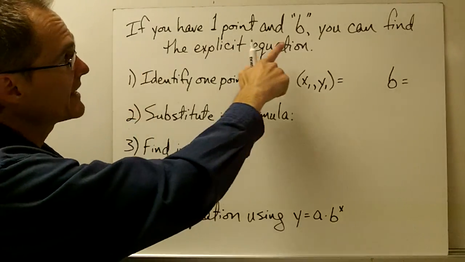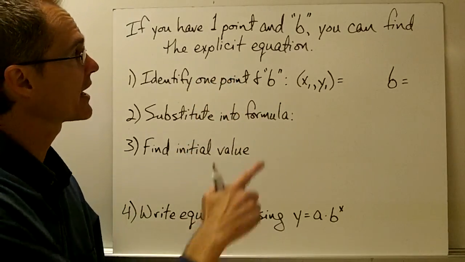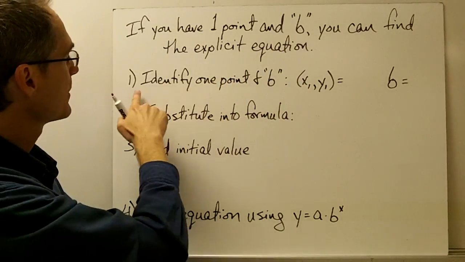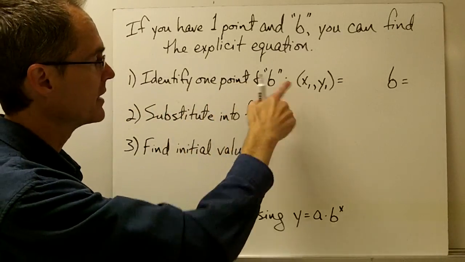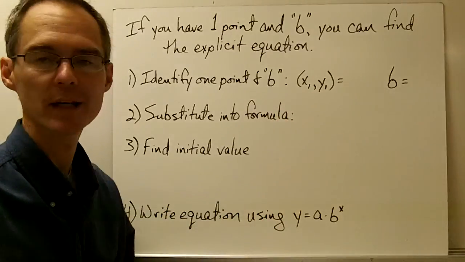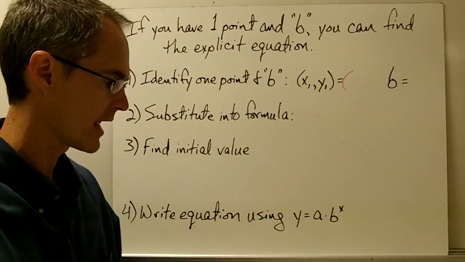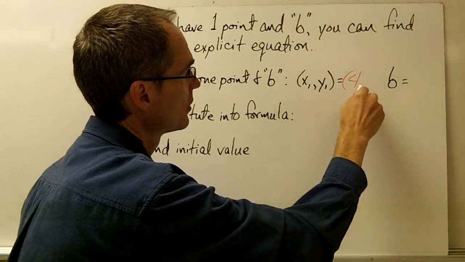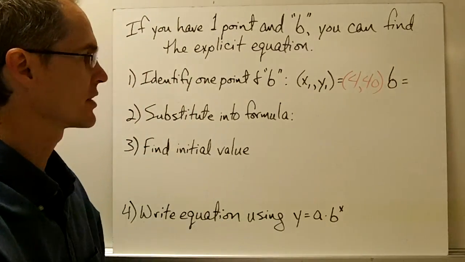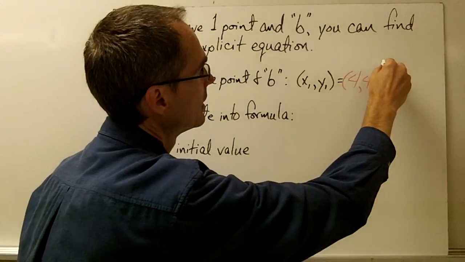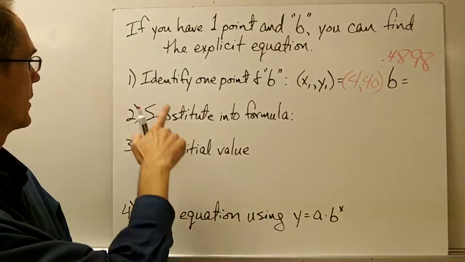So if I have 1 point and a value for b, my common ratio, then I can find my explicit equation. Well, now that I know what b is, I can do that. Step number 1, I want to identify my 1 point, the point that I'm going to use, and my value for b. So we're going to use x1, y1. Again, we could have used our other point, but we're just going to use the x1, y1 point. So x1 and y1, that's 4 comma 40. And our value for b, that's what we just solved for. That's approximately 0.4898. All right, there's step number 1.